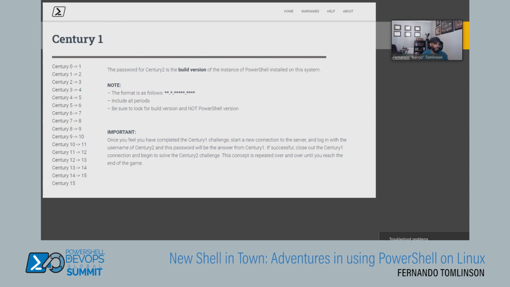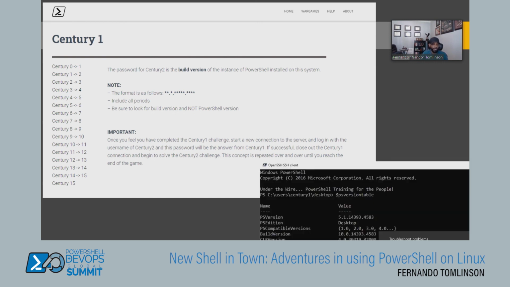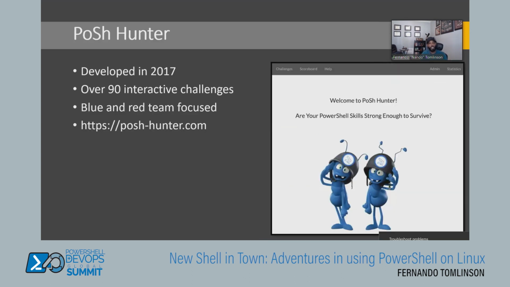So in this case, the person's task is to get the build number associated with that version of PowerShell. They'll utilize that SSH connection, be able to do that. And then the answer there becomes the password for the next user, i.e. Sentry 2. There'll be a challenge for Sentry 2. That answer becomes the password for Sentry 3, and then you'll continue on and on. Same thing for Posh Hunter. That's going to be focused on blue and red team activities, a little bit elevated from where we were in terms of getting started with the language.